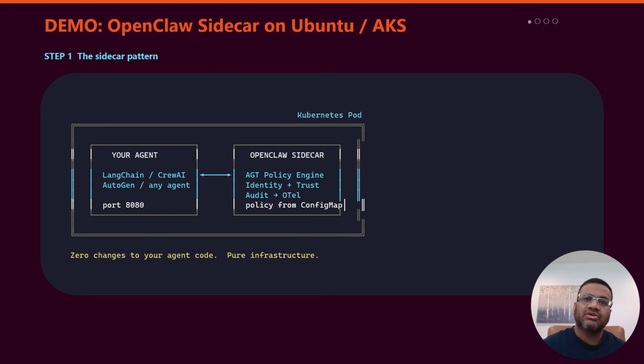Now let us get to production with Kubernetes. This is a sidecar pattern, the same pattern that Istio and Linkerd use for network policy. Your agent runs in one container. The OpenClaw governor sidecar runs in the same pod next to it. The sidecar intercepts all tool calls from your agent, evaluates them against the policy, and either allows or denies them. The key point, zero changes to your agent code. You do not modify your application at all. The sidecar is pure infrastructure.